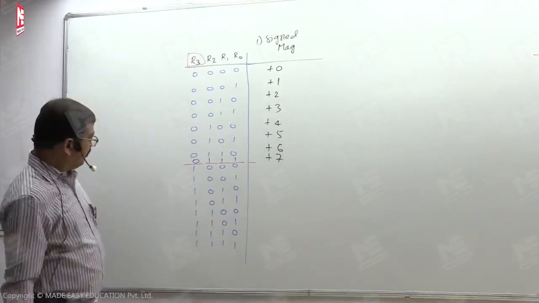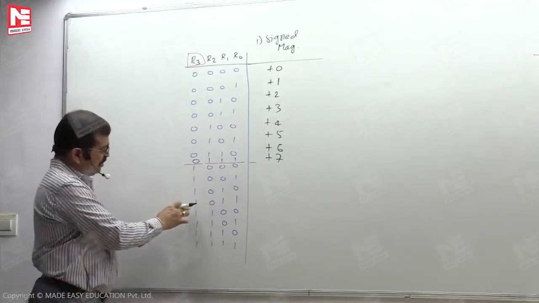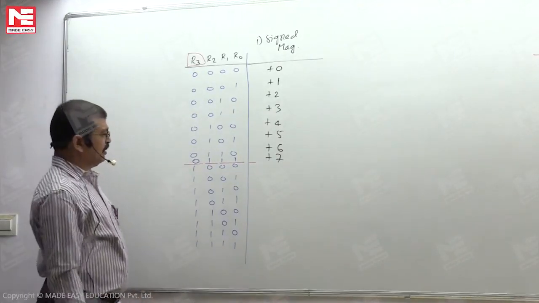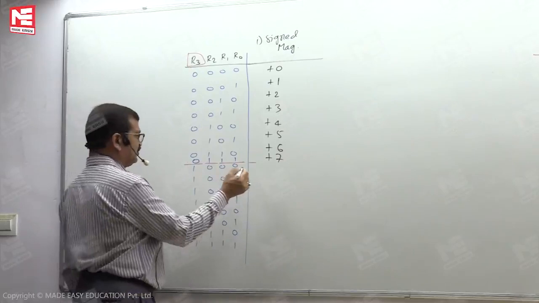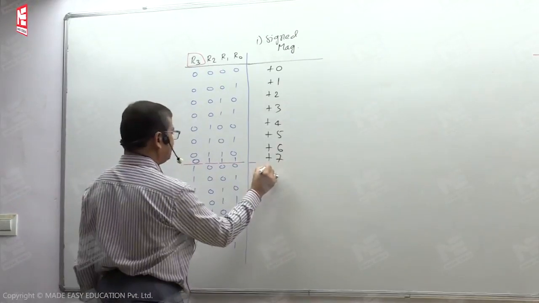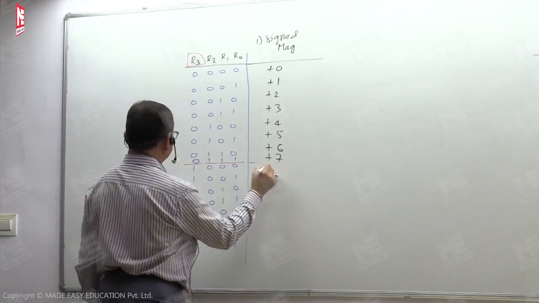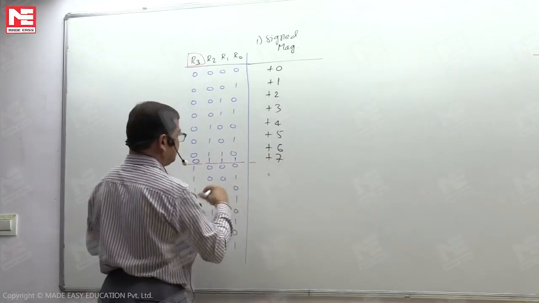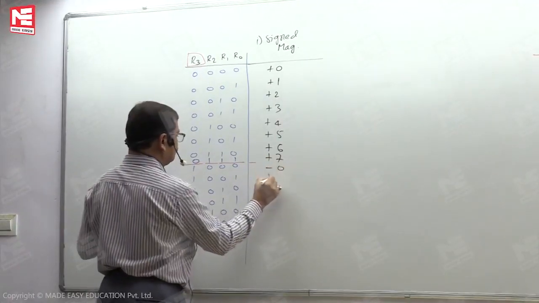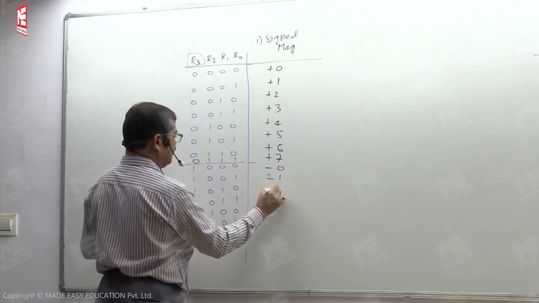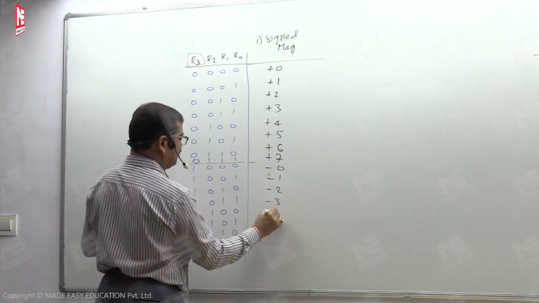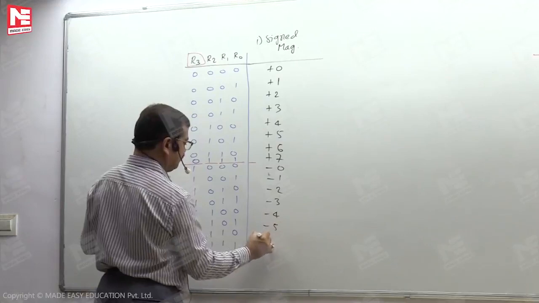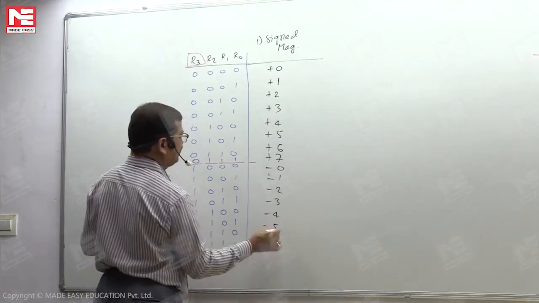For the remaining 8 combinations, the sign bit is 1, so the number is negative. This is minus 0, minus 1, minus 2, minus 3, minus 4, minus 5, minus 6, minus 7.